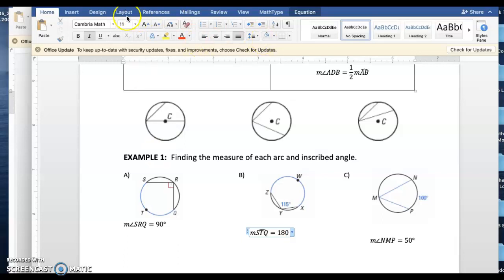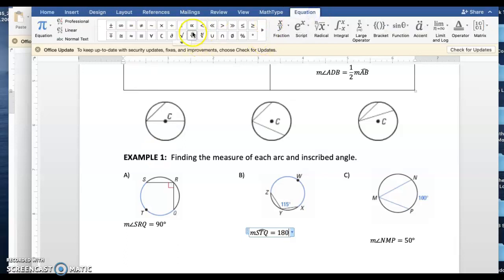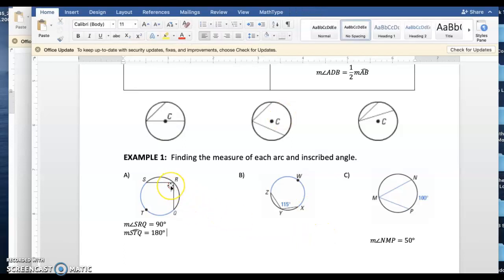So it's 180. So the difference between A and C is in part A, I give you the inscribed angle, so you have to double it to get the arc length. In part C, I gave you the arc length, so you have to cut it in half to get the inscribed angle.